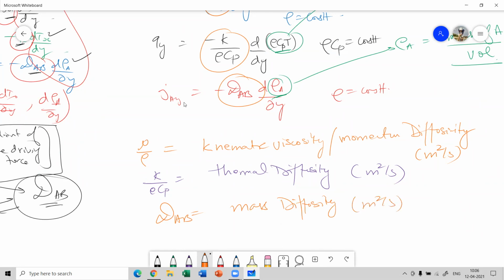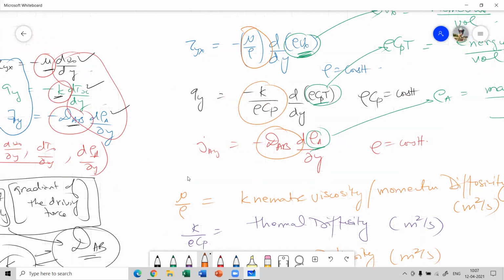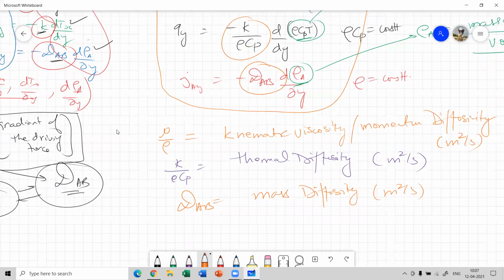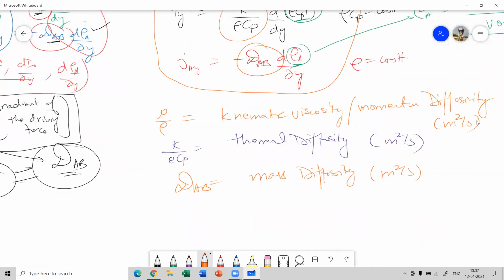Now, all the terms which are appearing in these laws have a standard unit. That is, mu by rho is meter square per second, which is momentum diffusivity. K by rho Cp is associated with heat, so it's a thermal diffusivity, again units meter square per second. And DAB is your mass diffusivity, meter square per second.